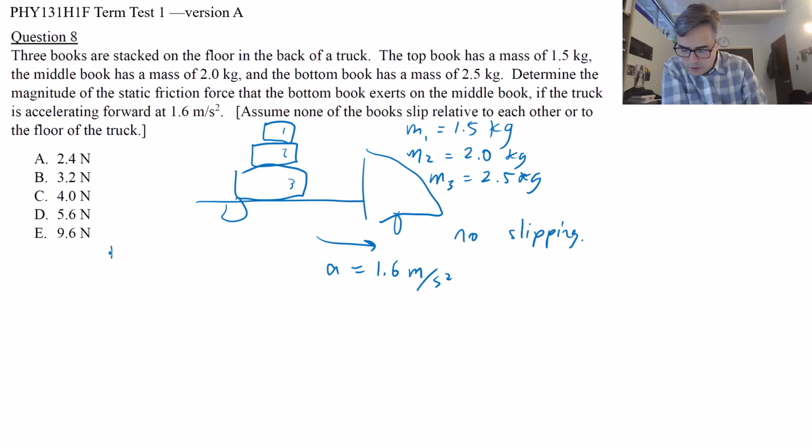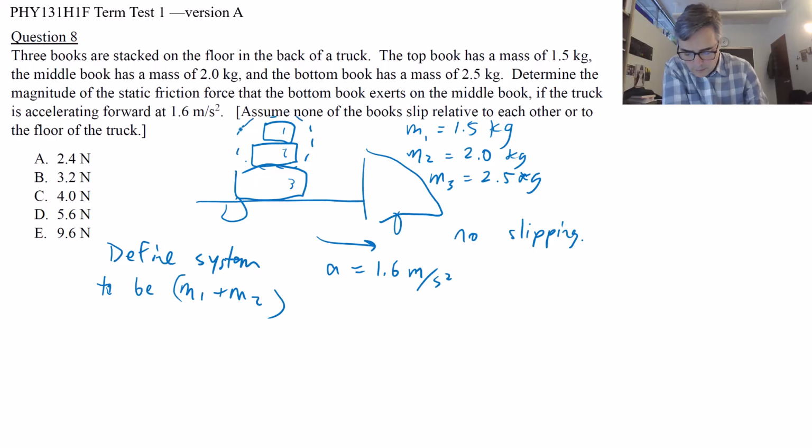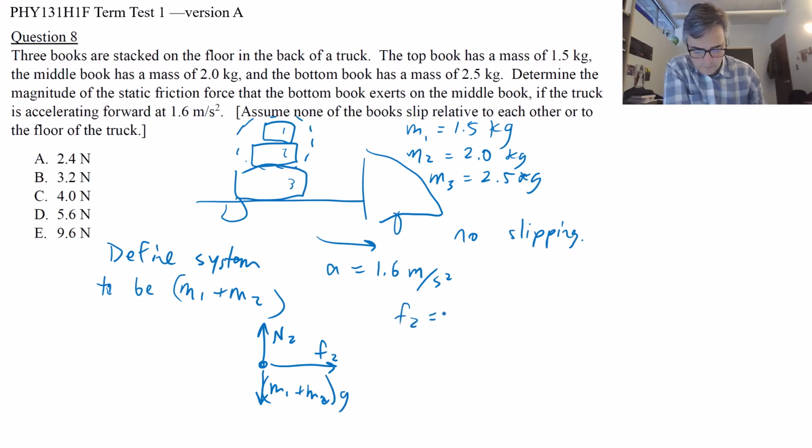So what I'm going to do is define the system to be the top 2 books. Just go like this. And if you look at that, then you'll have the normal force on 2 upwards, and then the m1 plus m2 g is the gravity acting downwards, and then the static friction force on 2 from 3. F2 is what we're looking for.